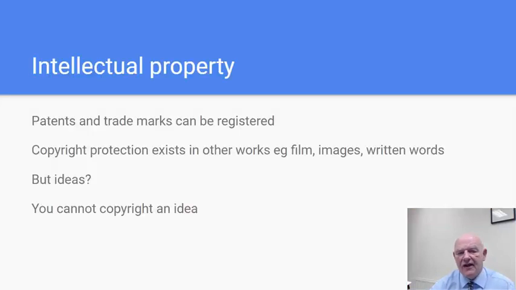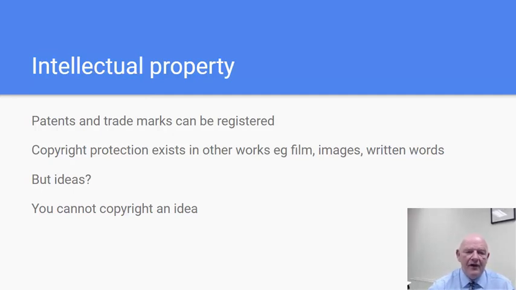Firstly, you need to understand that in relation to intellectual property, there are quite significant rights and protections. So patents and trademarks, for example, can be registered, and copyright protection exists in other works, for example, in film, images, written words. And there is the Copyright Act and various common law protections as well. But in relation to ideas, you cannot copyright an idea.